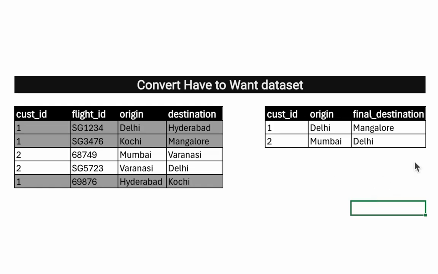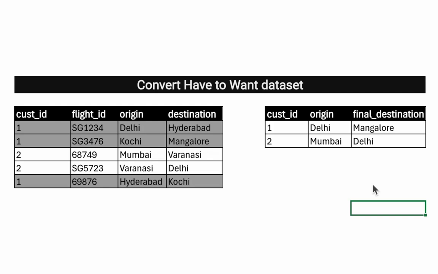So today we have a problem, and in this problem we have to convert this first dataset into the second form of dataset. So first let's try to understand the structure of these two datasets, and also let's try to understand how these two datasets are related to each other. So in the first dataset we have customer ID, flight ID, origin and destination. So in this first dataset we have some customers and also their flight IDs and also the origin and destination.